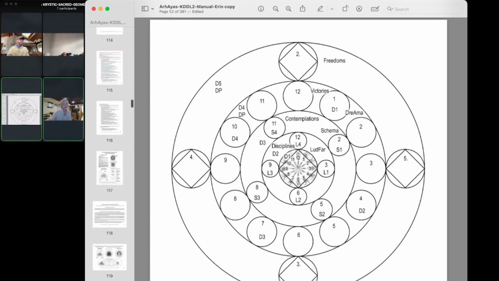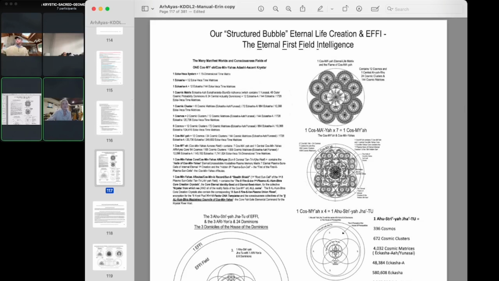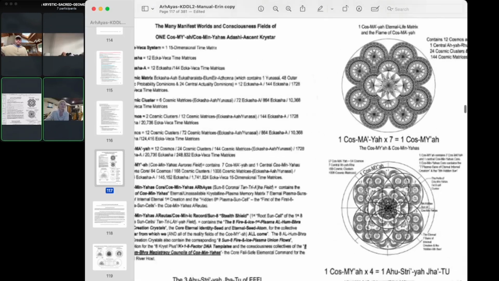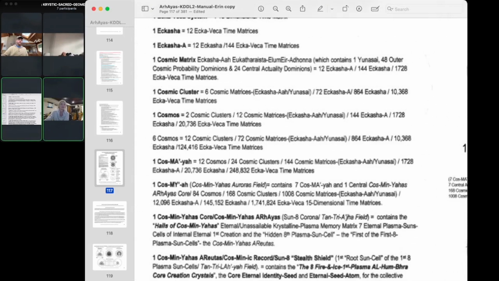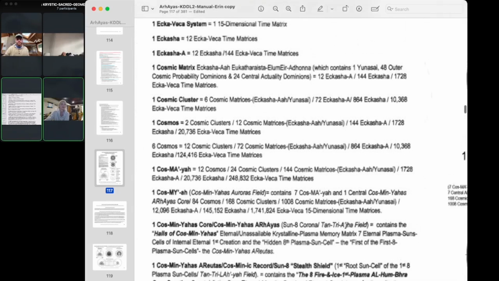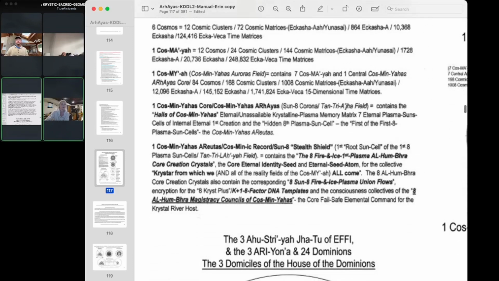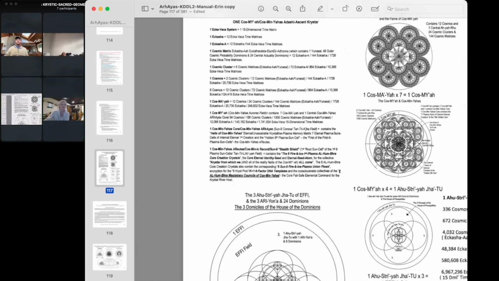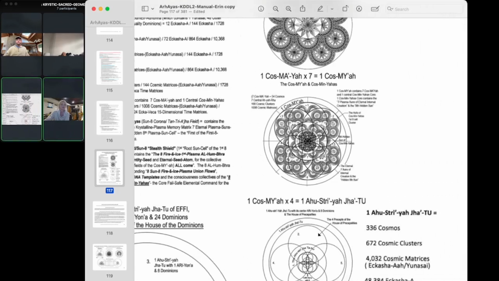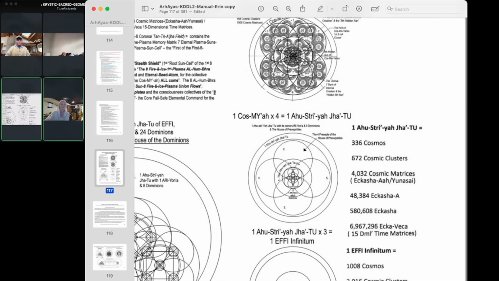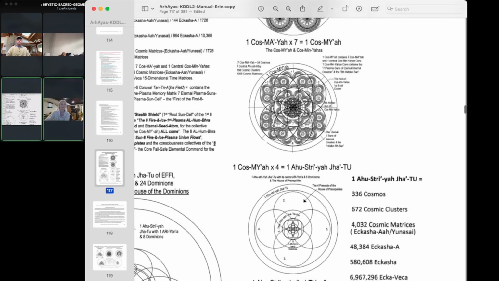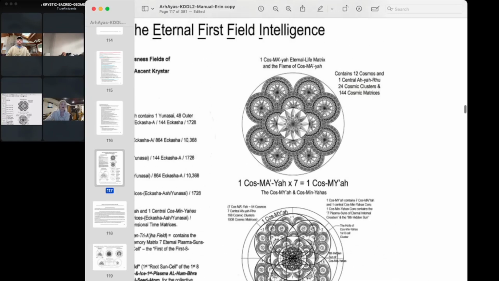So I wanted to look at the structure, right? Our structured bubble. This is where Leona and I looked at last video. We went through these micro pages, where there are 4 pages on one page. We looked at how we go from one 15-dimensional time matrix all the way up to this one over here, the Cos-My-yah.